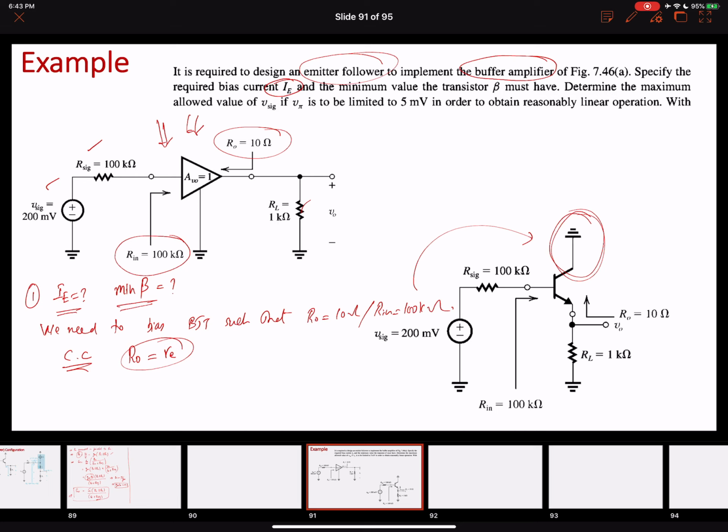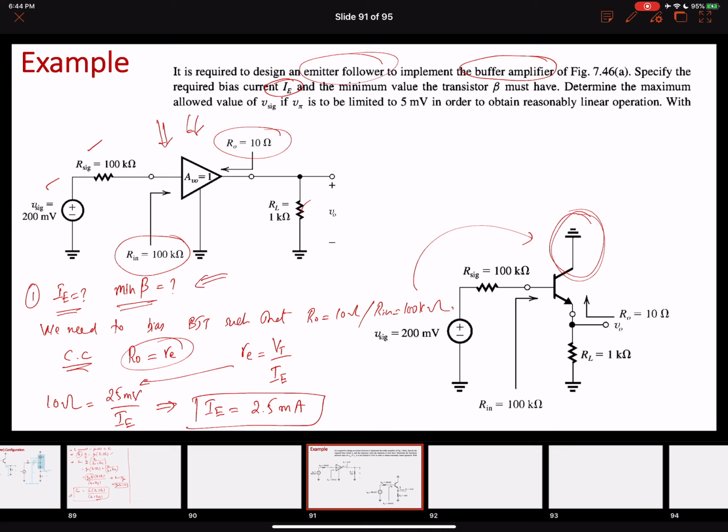So if our R naught equals Re, we also know that Re equals Vt, the thermal voltage, divided by the emitter current. So I know the value of R naught, which is 10 ohms. I know the value of thermal voltage, 25 millivolts, so I can find out the value of the emitter current. R naught is 10 ohms, thermal voltage is 25 millivolts divided by the emitter current. If I solve this equation, the emitter current is going to come out to be 2.5 milliamperes.